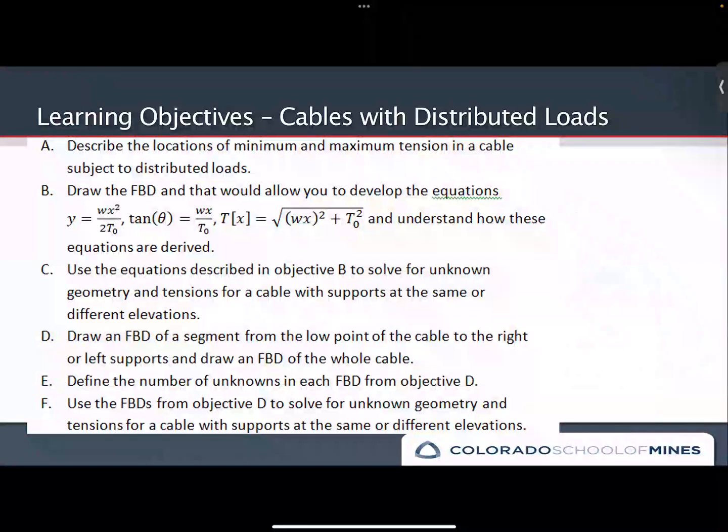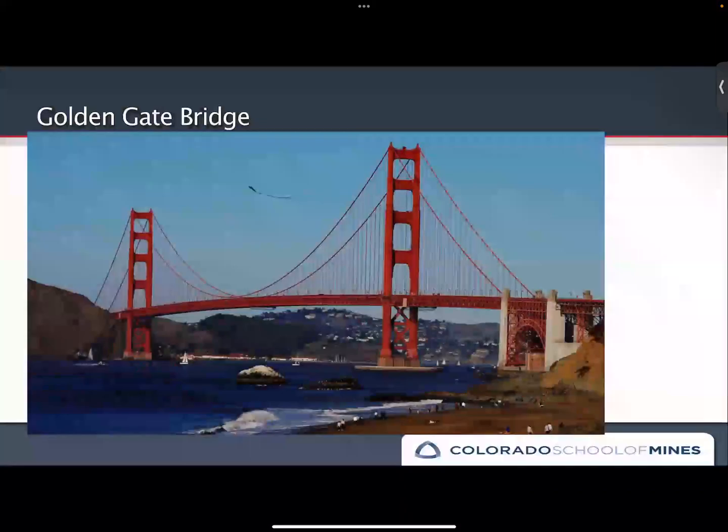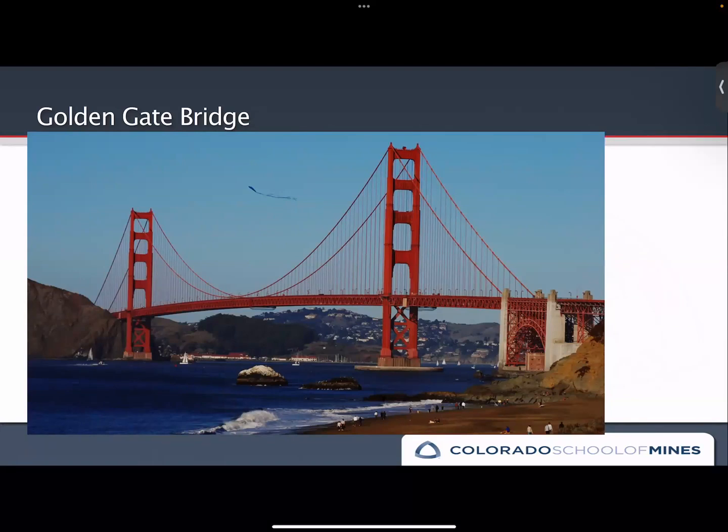We'll also talk about the 3 other FBDs, and then how we would use those FBDs to solve for these problems, identifying the unknowns and how many unknowns we have and all of that good stuff. These problems are related to things like the Golden Gate Bridge. And actually, we're going to see our cable problems subject to distributed loads.